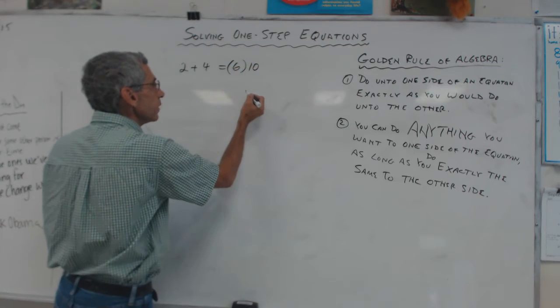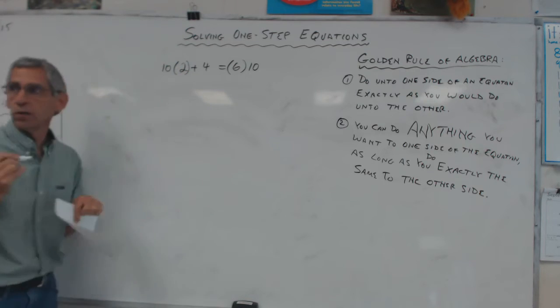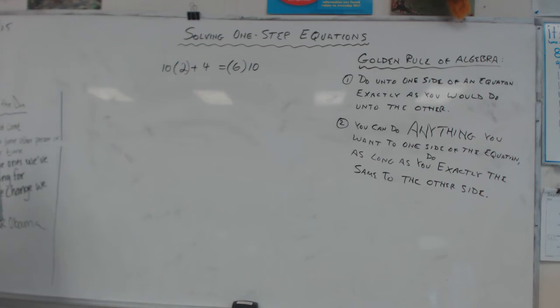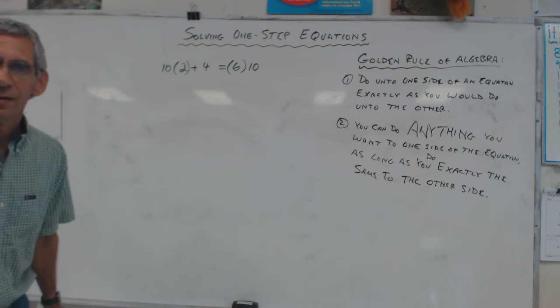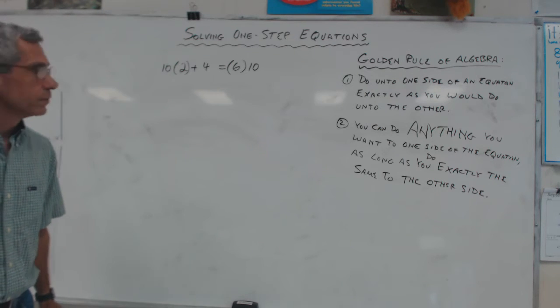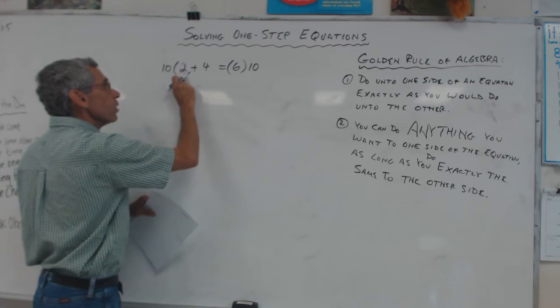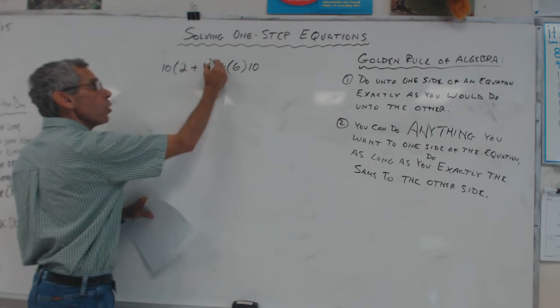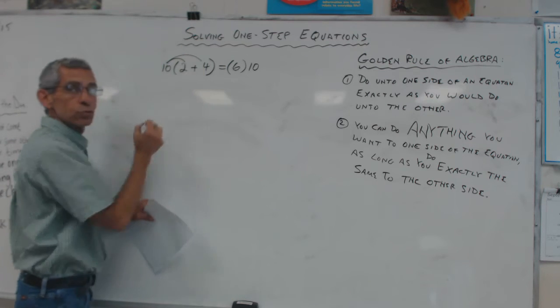Now, a common mistake would be this. No. What did I do wrong? You can't just add 10 to one product, you have to do it to 2 plus 4. Exactly, so put parentheses around it, because I'm multiplying times the whole side, which means I have to use the distributive property.